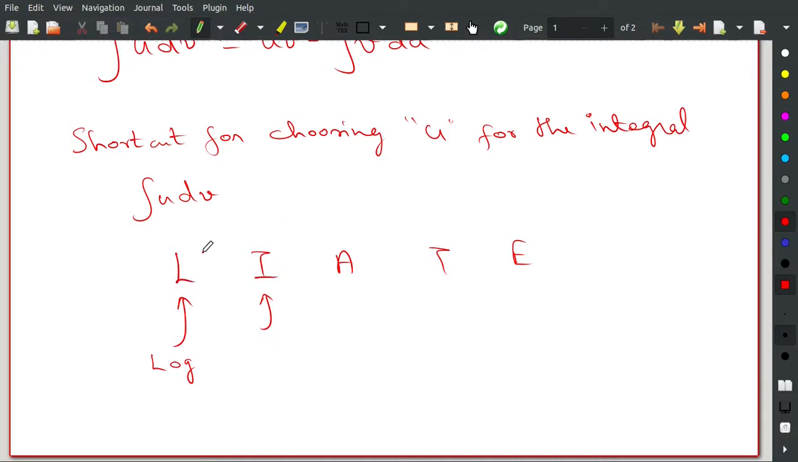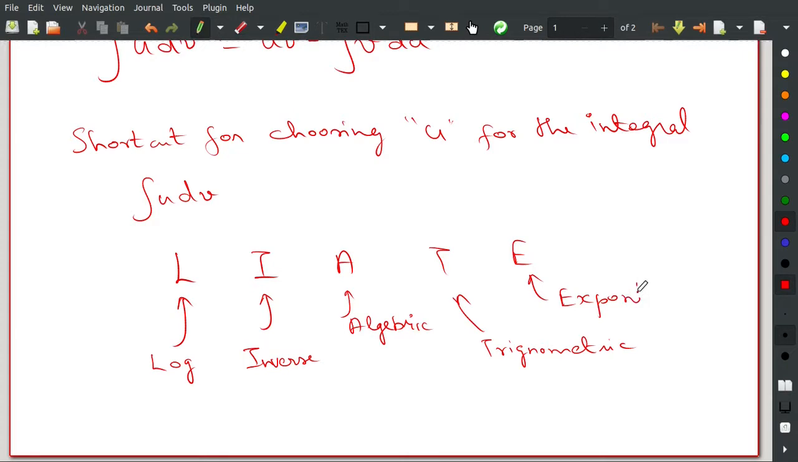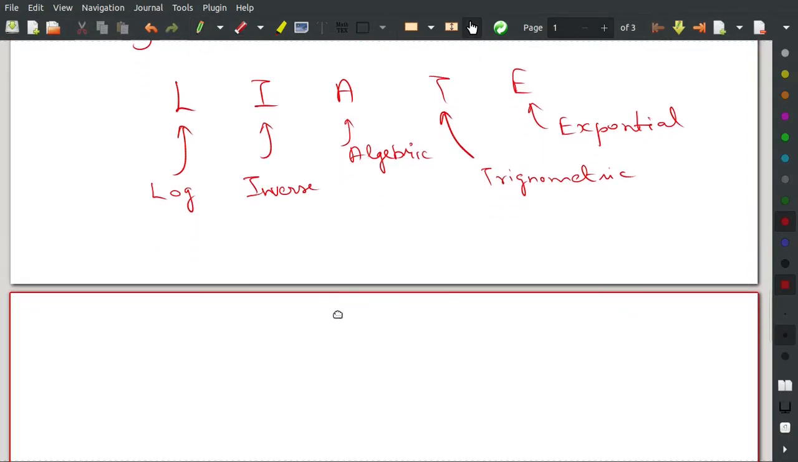So the first priority goes to the log function, second the inverse function, the third one is algebraic form, the fourth one is trigonometric, and finally you can choose exponential. So this is the order you should remember to choose u for evaluating integral u dv. Let me work out some examples so you can understand the application of this formula.